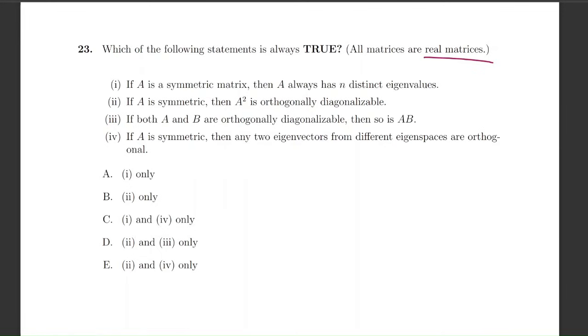If A is a symmetric matrix, then A always has n distinct eigenvalues. A symmetric matrix is one where if you flip it along the diagonal, you get the same matrix. That means A is equal to A transpose. An example of a symmetric matrix would be 0, 0, 0, 0. Does A always then have n distinct eigenvalues? The keyword here is distinct. Here, the eigenvalues are going to be both 0, so you don't have 2 distinct eigenvalues, you only have 1. So this is not a true statement.